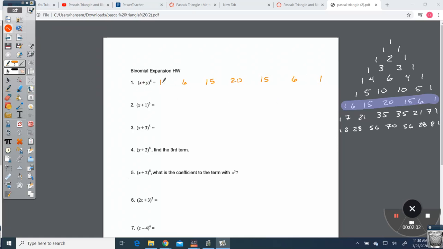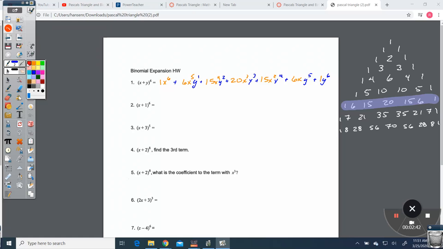Remember, your first variable goes down, so that's x to the 6th, x to the 5th, x to the 4th, x cubed, x squared, x, and then nothing. And then the y's, they go from 0 and start going up: y, y squared, y cubed, y to the 4th, y to the 5th, and y to the 6th. It's a plus between them, so they don't alternate signs. They're just positive all the way through. These don't have any numbers, so I don't have to worry about that part. So that's my answer.